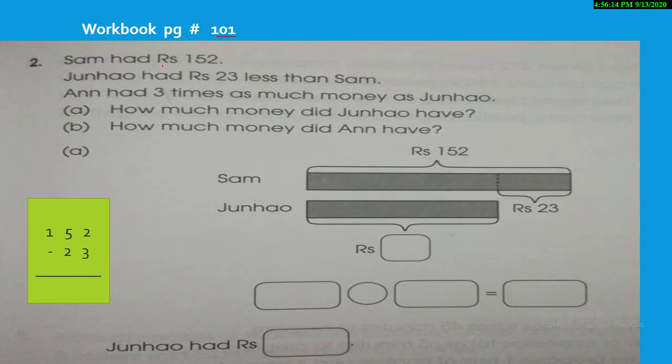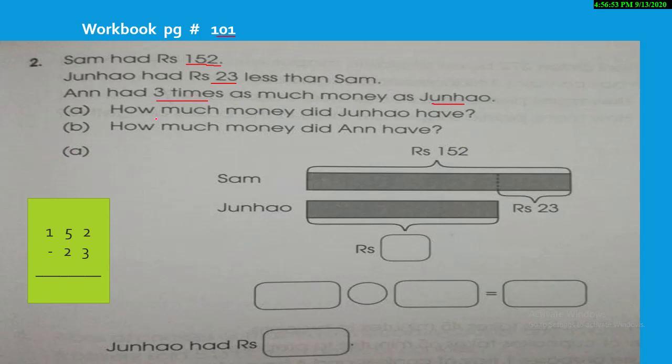Okay, Sam is a boy and he has this much amount, 152. Juhao had rupees 23 less than Sam. Okay, so you need to understand that there is another boy and he has 23 rupees less than Sam. Less is the word which tells you that he has less amount than Sam. And Anne had 3 times as much money as Juhao. Okay, times is the word which helps you to start reading the table. But there is one thing that you need to understand, that you don't know the money of Juhao.